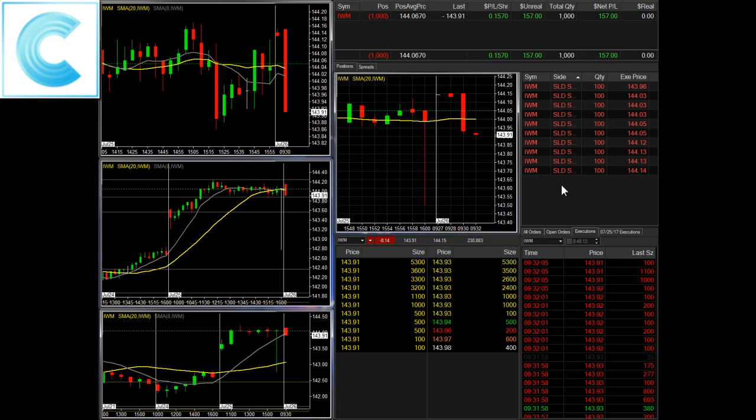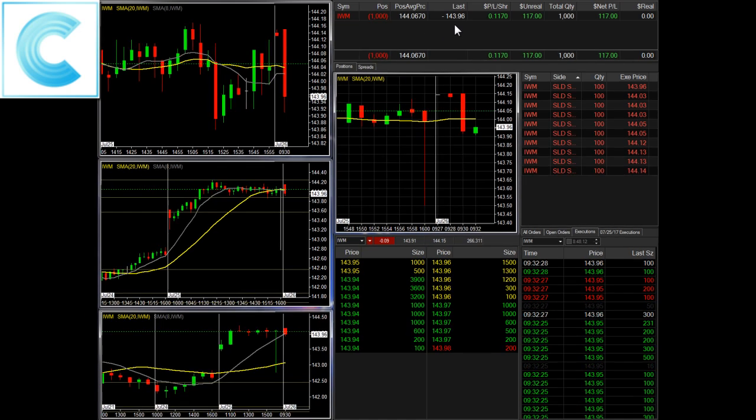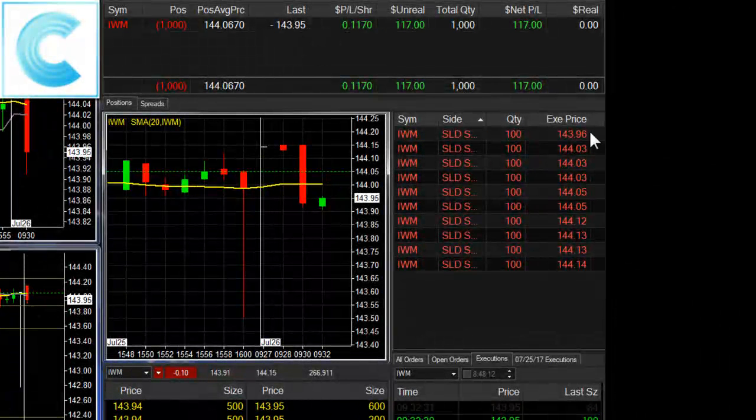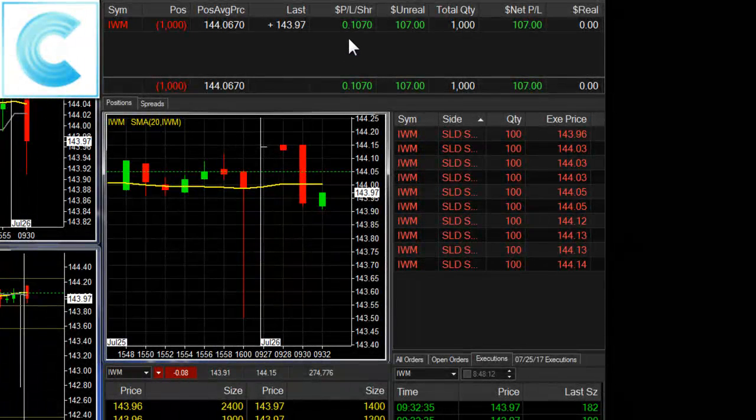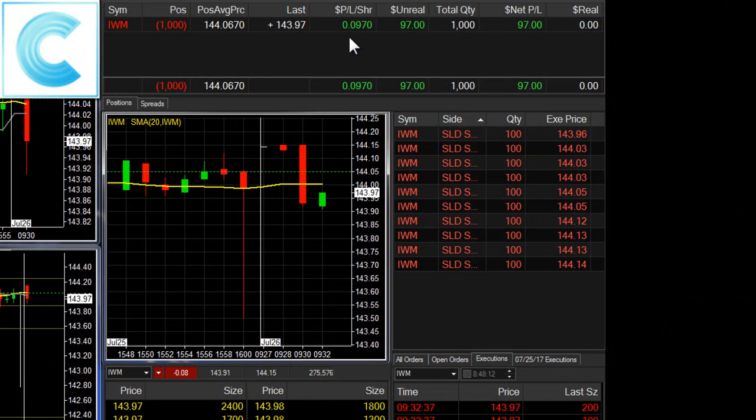Alrighty, so just a quick review of what's going on. The National Best Bid and Offer, which is the inside bid and ask, is currently at 92 by 93. We got lots of red prints, a little bit of green. My average price is the 06s. What else do we have here? Last price is at the 96s, which is my last entry price. And I'm currently up 10 cents per share.